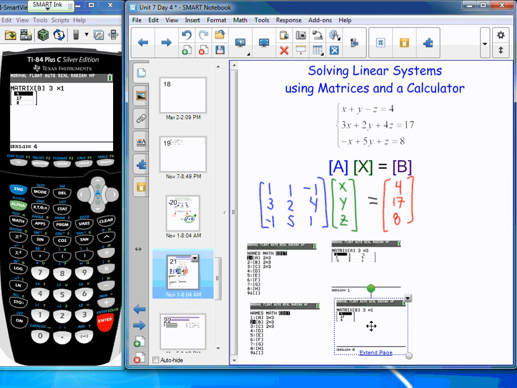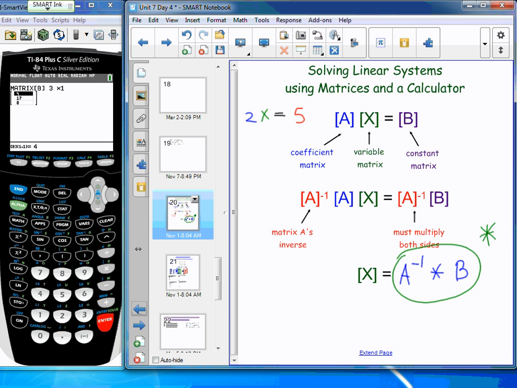Here comes the big finale. On my home screen, I'm trying to enter A inverse times B. Procedurally, what's going on is we're multiplying both sides on the left by A inverse. And A inverse undoes that coefficient matrix A to get my variable matrix, my point matrix, x, y, z alone, so I can see what my values of x, y, and z are. Procedurally on the calculator, it's as easy as pulling up A inverse and then multiplying it by B. So let's do that on our home screen.